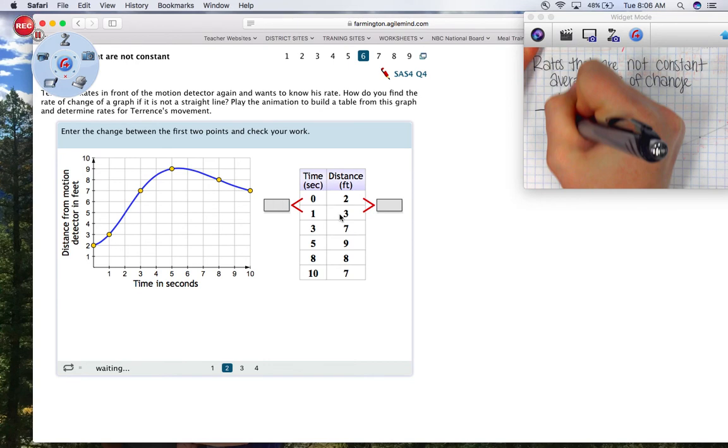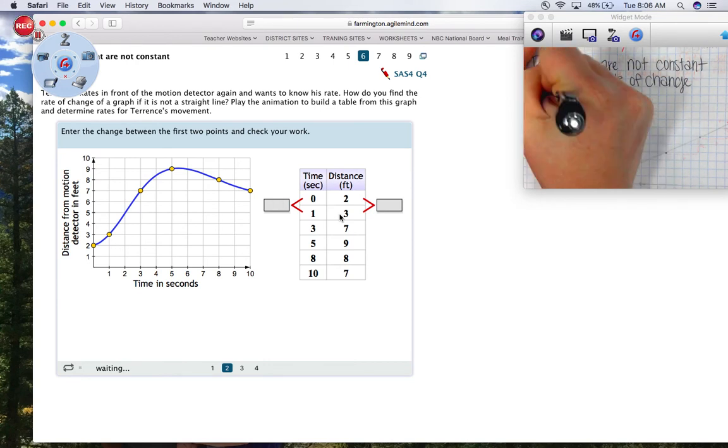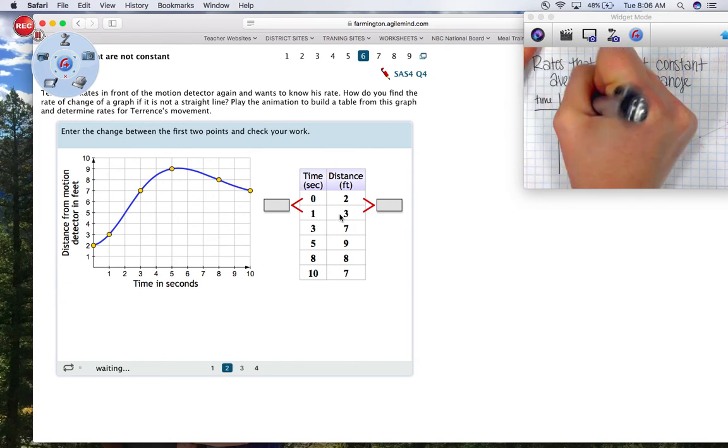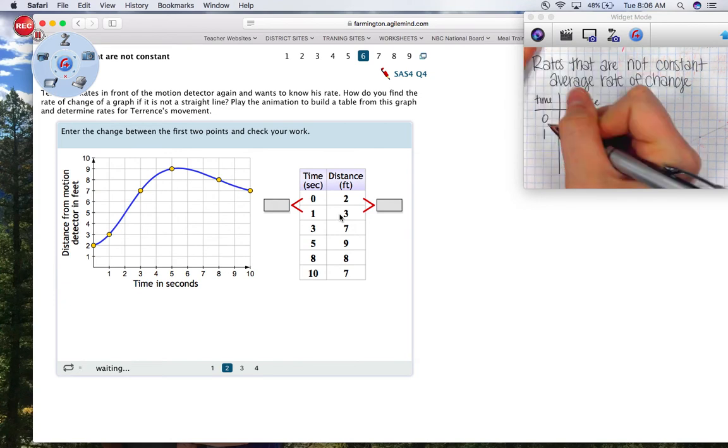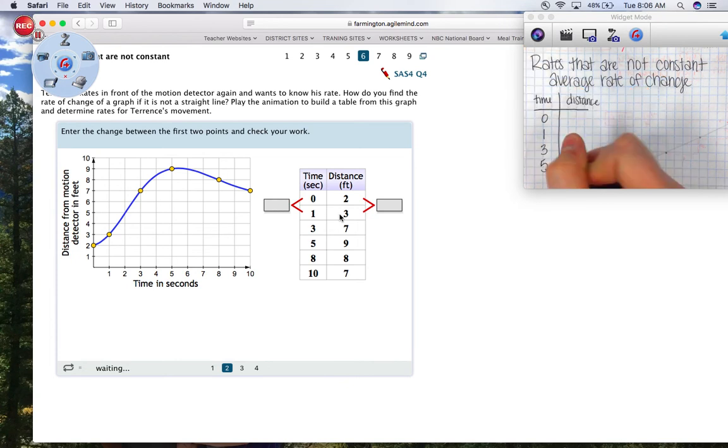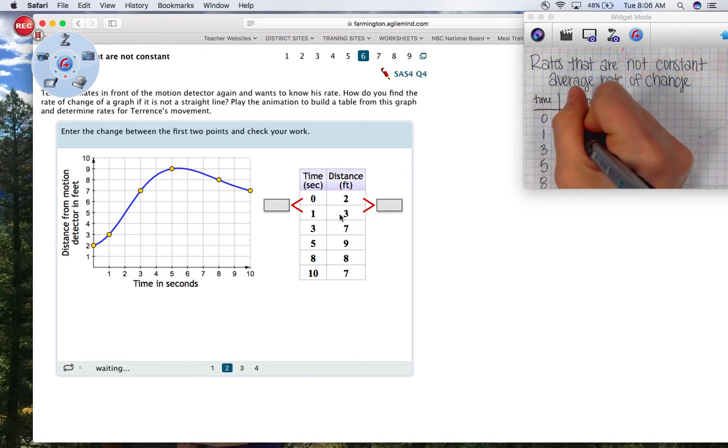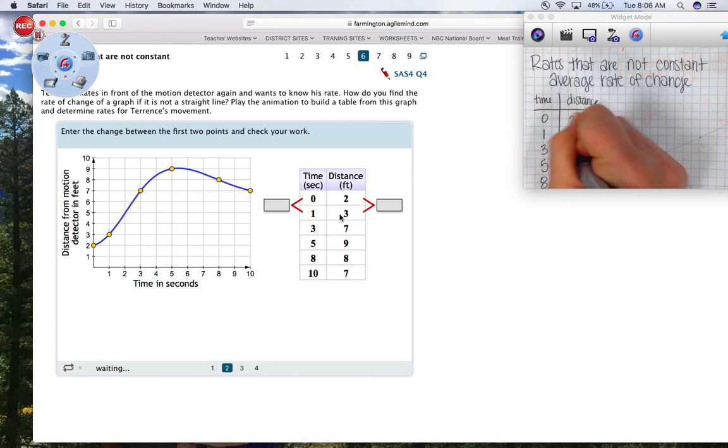So it's time, distance, so 0, 1, 3, 5, 8, 10, and then 2, 3, 7, 9, 8, 7.